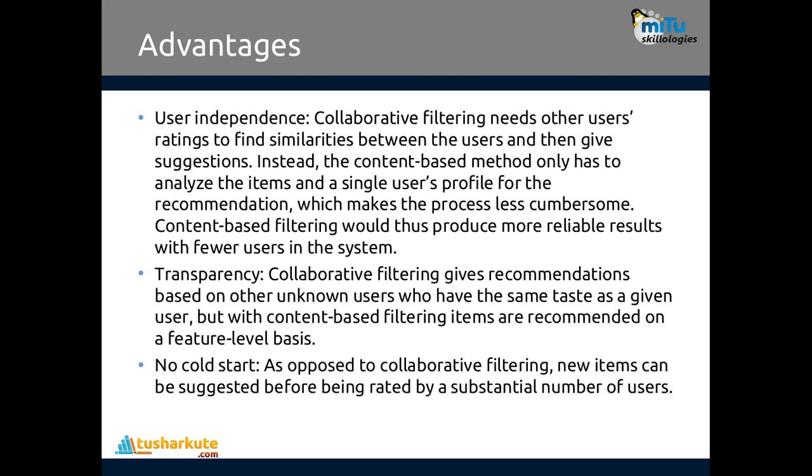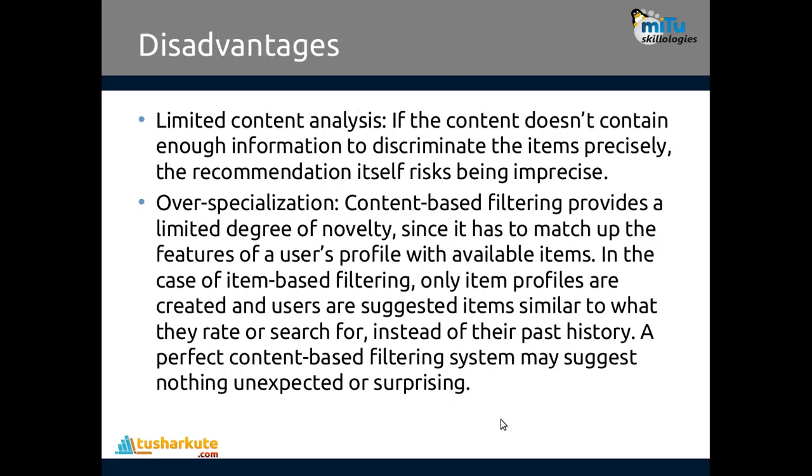Second advantage is transparency. Collaborative filtering gives recommendations based on other unknown users who have the same taste as the given user. But with content based filtering, items are recommended on a feature level basis. So this is the difference they have, maybe advantages and maybe disadvantages. Third, no cold start. As opposed to collaborative filtering, new items can be suggested before being rated by a substantial number of users.